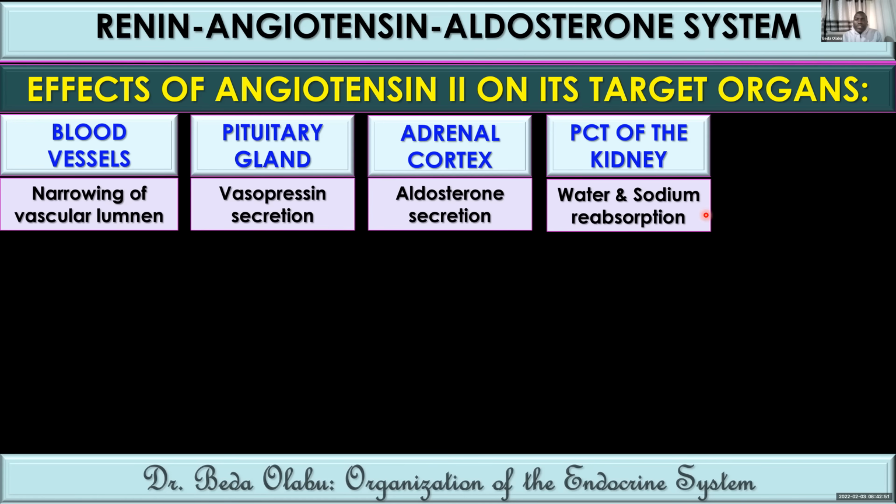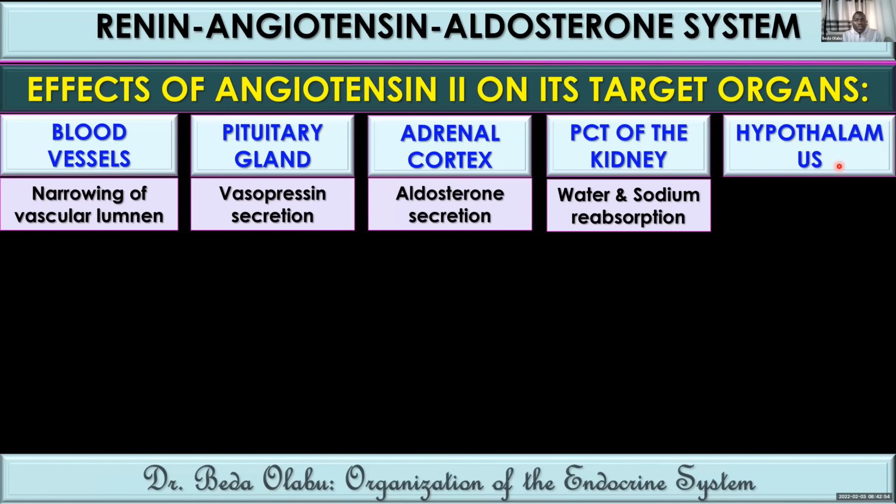Lastly, angiotensin II also acts on the hypothalamus. The effect of angiotensin II on the hypothalamus seems to be related to increasing that desire for water. It increases your sensation of thirst. And so what do you do if you have that sensation of thirst? You take water, which means that it will give you that desire to take water. And indeed, you can give into that and actually take water. These are the effects of angiotensin II.